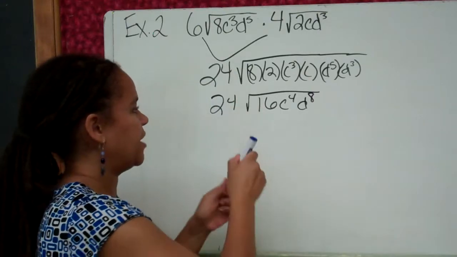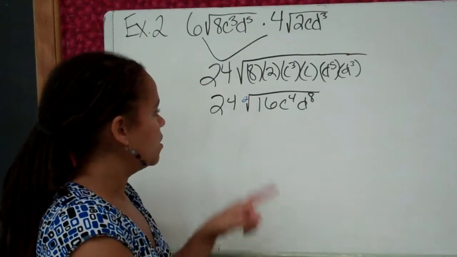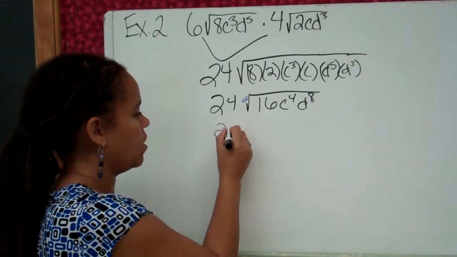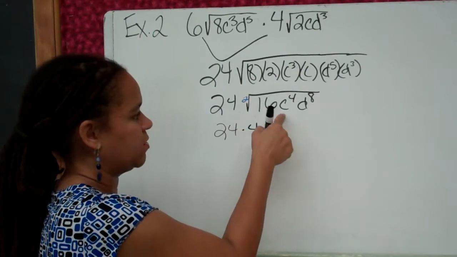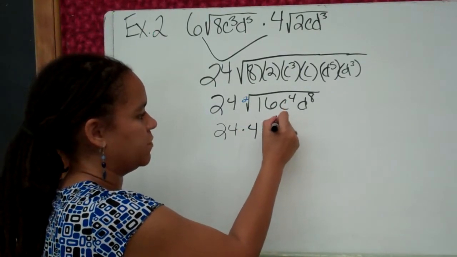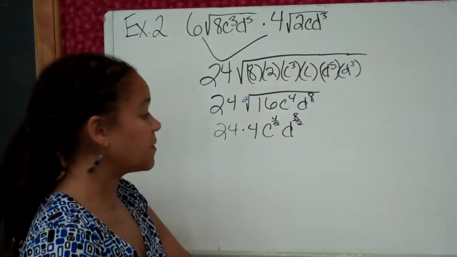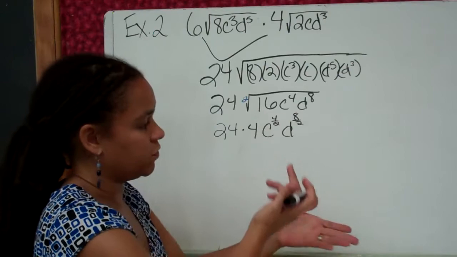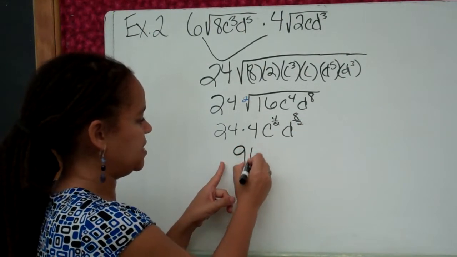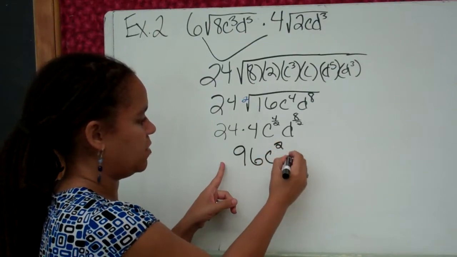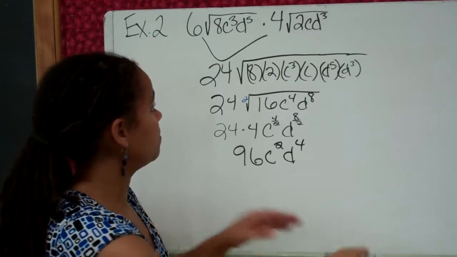Remember, this is an imaginary 2 out here when we have a square root. We just don't write it. So I'm going to have 24 times the square root of 16, which is 4. And we also have c to the 4 over 2, d to the 8 over 2. So if we simplify here, 4 over 2 is squared, 8 over 2 is to the 4th. So our final answer, 96 c squared d to the 4th. All right, moving on.